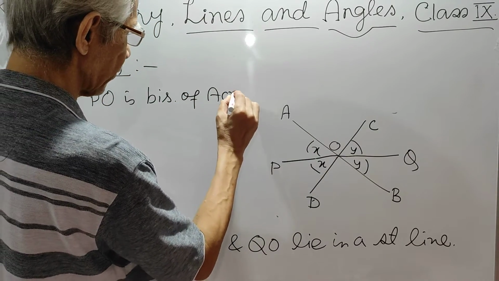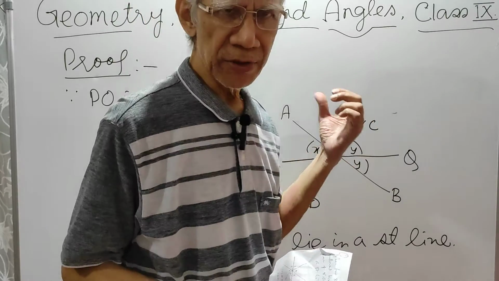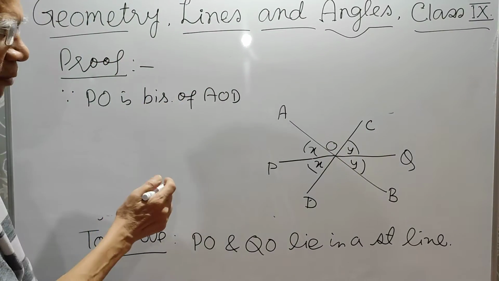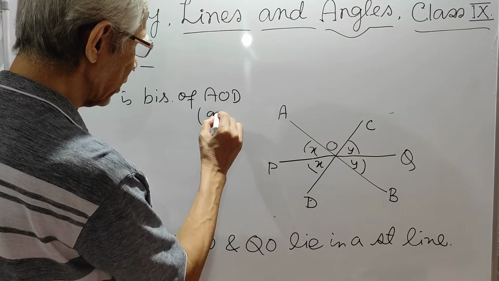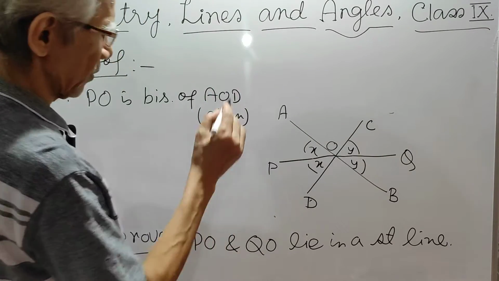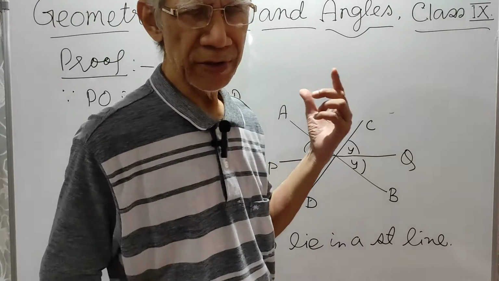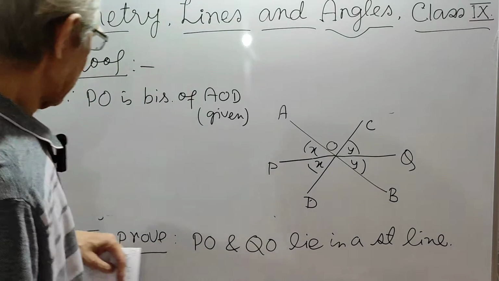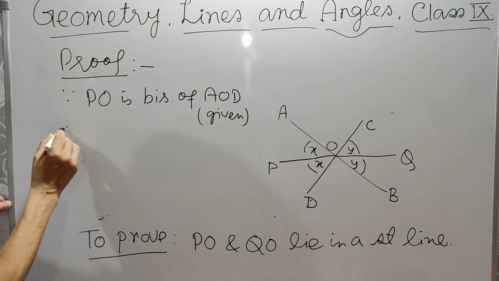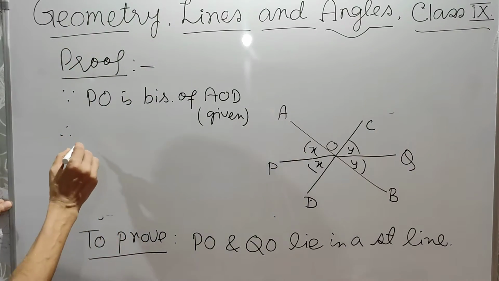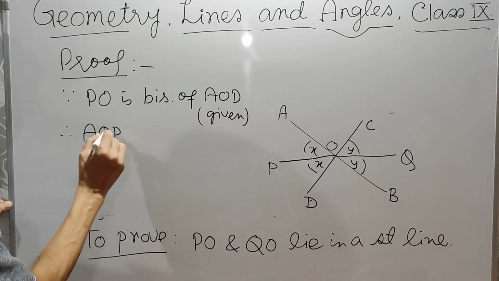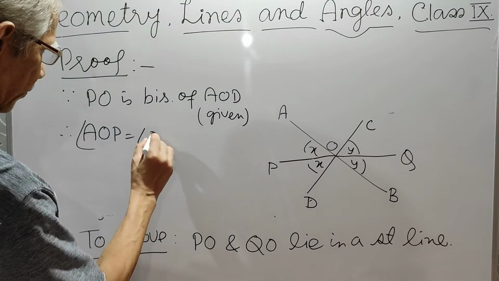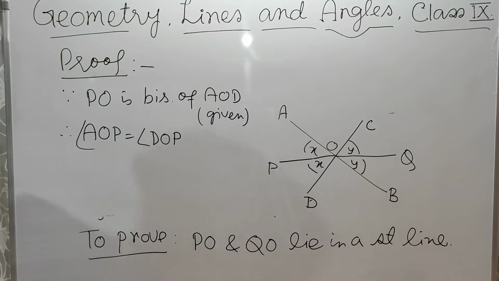Bisector of AOD. Now, for every geometric statement in the proof, you have to give a reason. Why is this PO the bisector of AOD? Because it is given. So, within brackets, you have to give the reason: given. Now, if you do not give the reason for a statement, then some marks may be deducted in the end. You follow? Achha. Bisector. Therefore, those two angles are equal. Which two angles are equal? Angle AOP equals angle DOP.